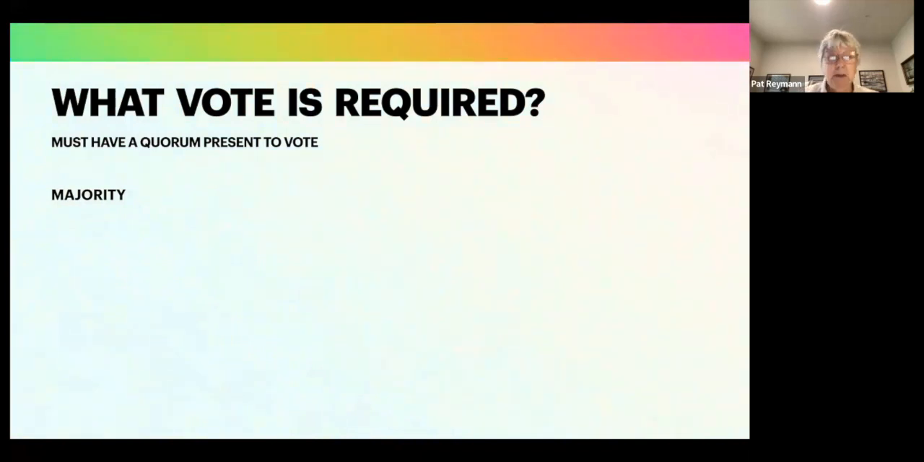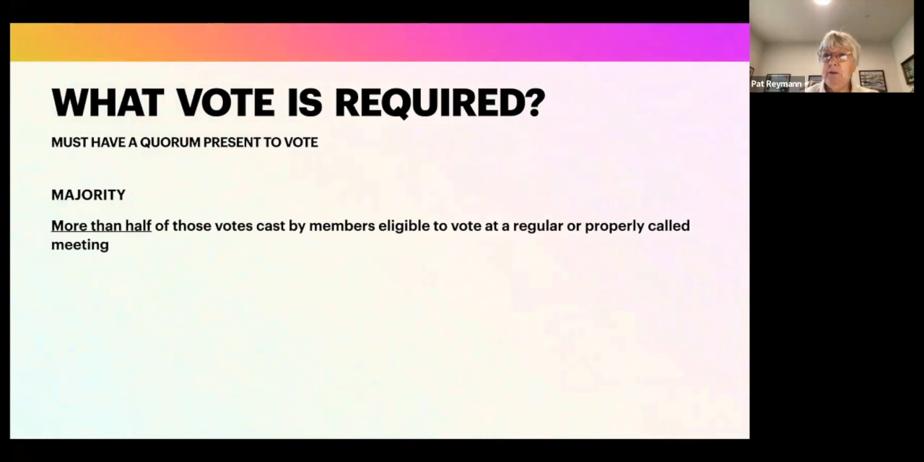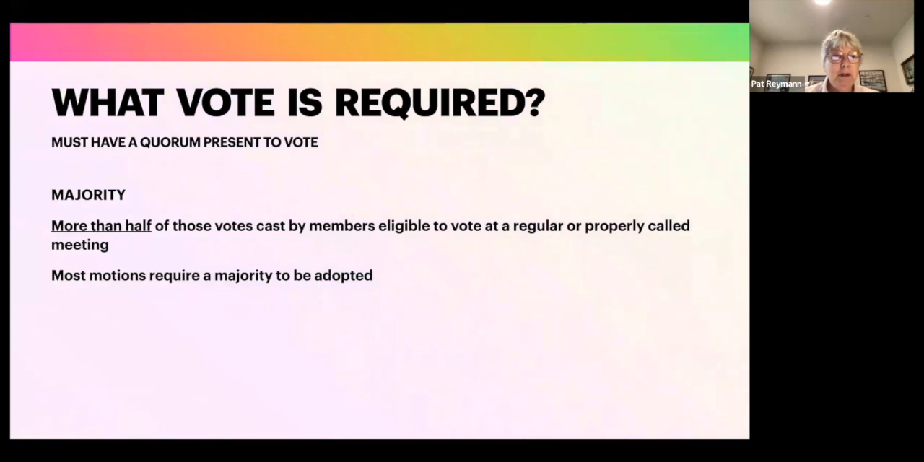Well, usually majority. And you recall from previous sessions too, that we define majority as more than half. Not one more than half necessarily, but more than half. And the official definition, according to Roberts, is more than half of those votes cast by members eligible to vote at a regular or properly called meeting. That's the official one. And most motions that we encounter require a majority vote to be adopted.